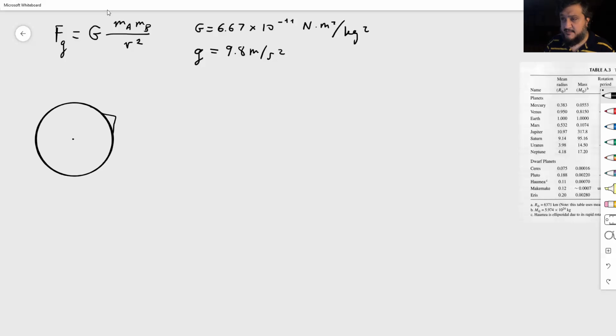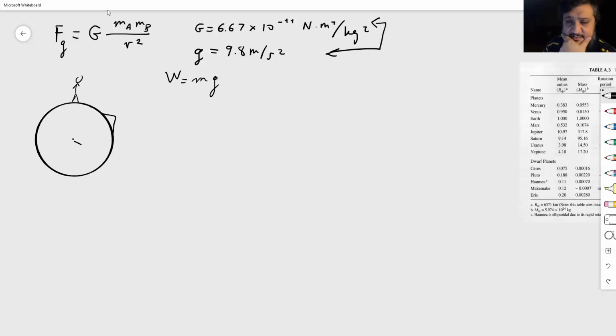Okay, so the task is now to relate these two: the g in the lab and then the universal G, which is the same number everywhere. To do this, let's apply what we already know. We know that objects which have mass m will have a weight equal to m times g, right? This is the weight of the object. It's towards the center of the Earth. So let's say here's you standing on Earth. Doesn't matter where you are.